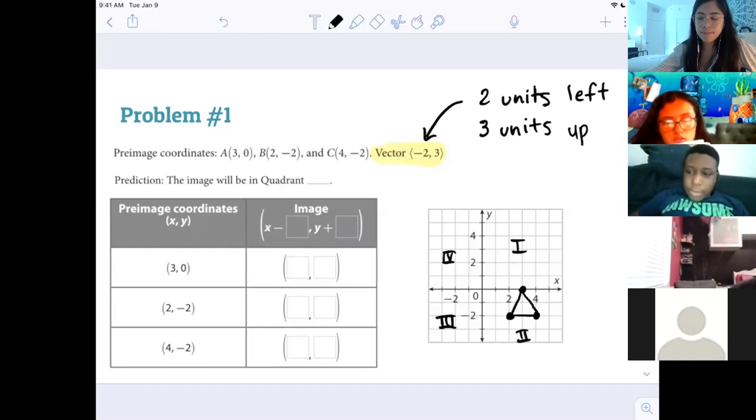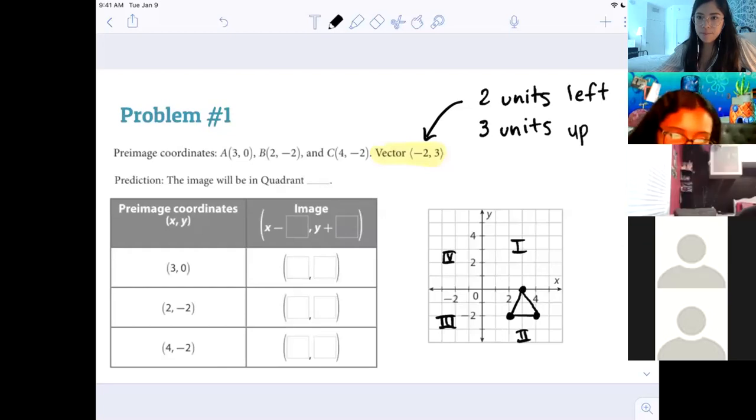Quadrant 4, maybe? Okay, anybody else have a prediction? I think quadrant 1. Okay, anyone else? Yeah, I think quadrant 1. Okay, so either 4 or 1. Let's find out. So now I'm going to move my image 2 units to the left and 3 units up.